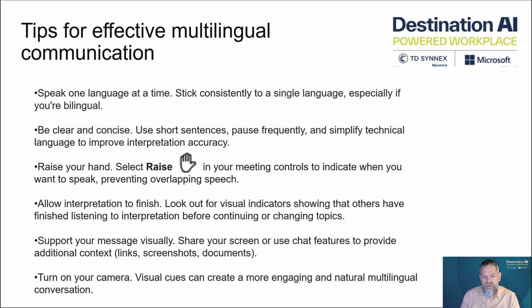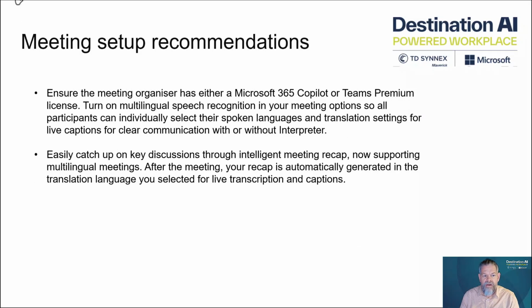But that's the communication part. What about actually setting this information up? How do we make sure that we have all these recommendations? So ensure that the organizer of the meeting has the Copilot or Microsoft Teams Premium license to turn on multilingual speech recognition inside the meetings, so people can join that information onto it.